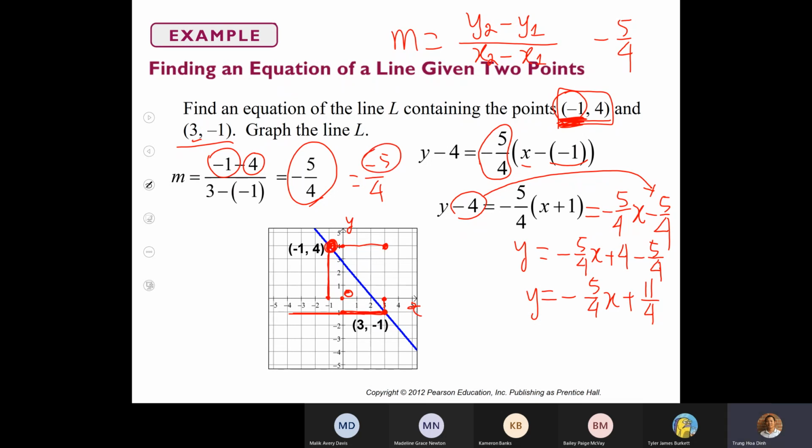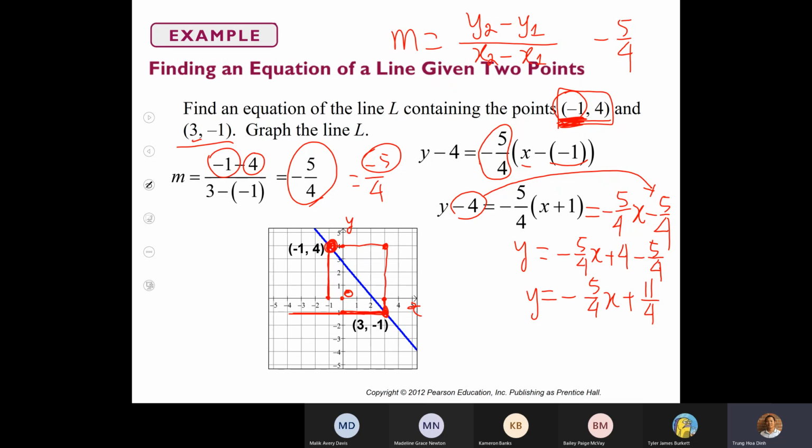So we move down vertically, right? 1, 2, 3, 4, 5. Yes, exactly. We get this one and we connect that. Okay, that's how we graph this straight line.